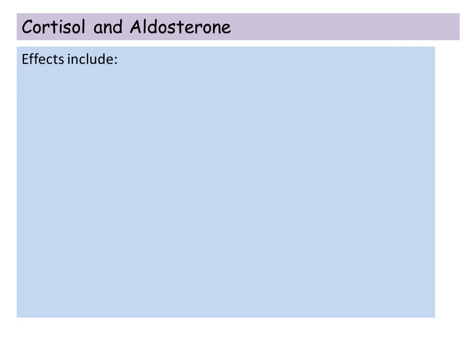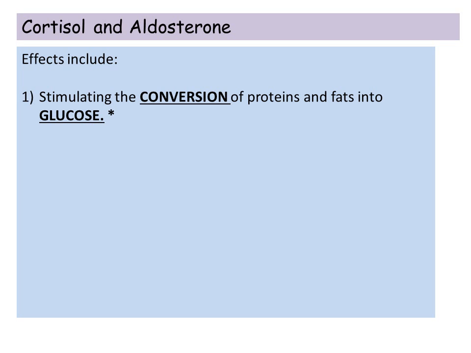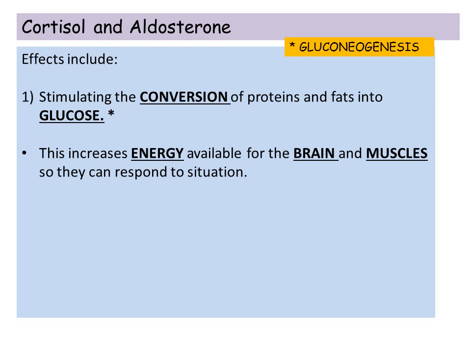So the effects of cortisol and aldosterone include stimulating the conversion of proteins and fat into glucose, so you're raising your blood sugar. This is also actually known as a process called gluconeogenesis, but we're going to come back to that when we do blood glucose control. This increases the amount of energy available for the brain and the muscles so that you can respond to any situation. So it makes sense for the body to fuel you up so that you've got plenty of glucose available.